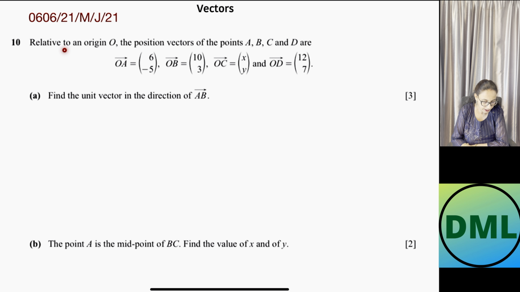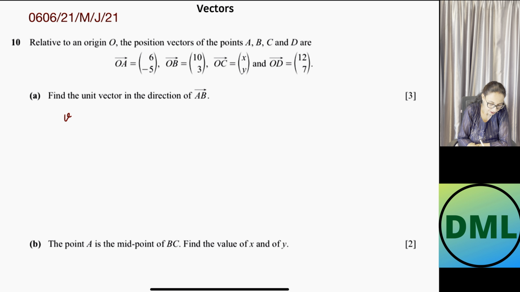Vectors. Relative to an origin O, the position vectors of the points A, B, C and D are: OA is equal to (6, -5), OB is equal to (10, 3), OC is (x, y), OD is (12, 7). Find the unit vector in the direction of AB. I need to find the unit vector.